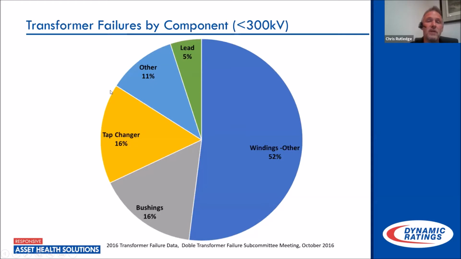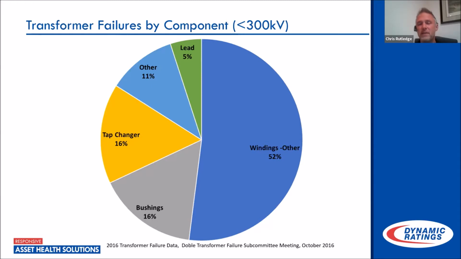So when we take a look at transformer failures by component, and this is less than 300 kV, 52% are going to be in windings, bushings around 16%, and tap changers around 16%. Then you have your leads and others. So the majority are associated with windings.